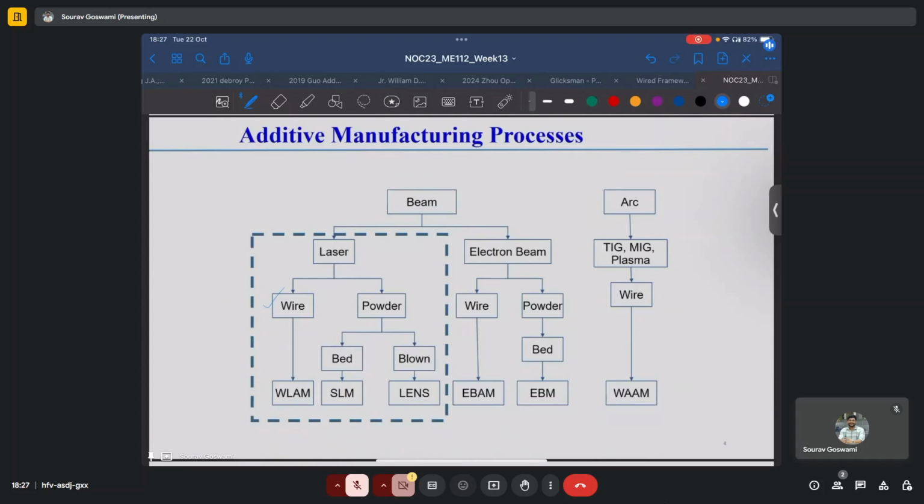When the powder is not already available in the form of a stationary bed, but is delivered in synchronous motion with the laser, then such a process may be called a blown powder additive manufacturing process. One of the examples given here is LENS, which is a trademark of Optomec Technologies. I believe it stands for laser engineered net shaping. Other terms used to describe similar processes may be powder DED.